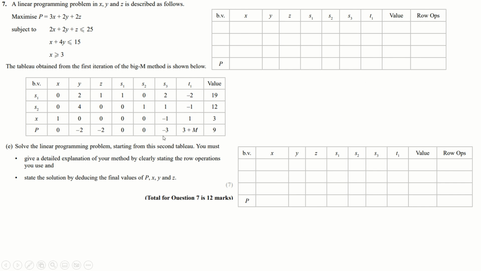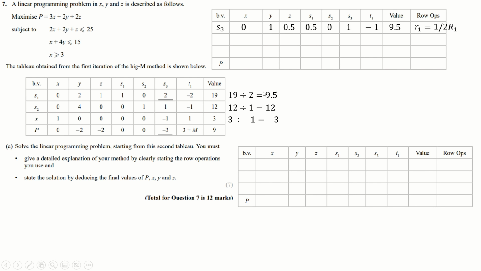So the largest negative here is this one, so we're going to do 19 divide 2, 12 divide 1, 3 divide minus 1. Again, we don't care about the negative one, so the smallest positive thing here is this one, so we'll pivot here. So we'll times this entire row by a half to get this, and we'll change this S1 for an S3, because that's where I'm pivoting around, that's what I fixed as a 1. So we'll change that out for an S3. And then of course we just need to make all of this bit 0 here.